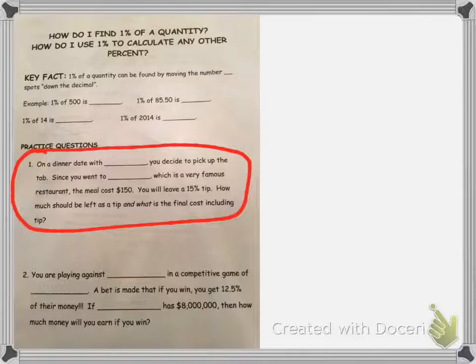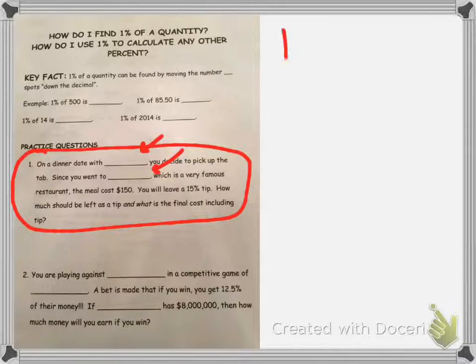So this next question, you can fill in the blanks however you want, a little bit of a Mad Lib here, but what we're really going to do is use our 1% trick to find 15%. So what the word problem says is, on a dinner date with blank, fill in whoever you'd like, you decide to pick up the tab. Since you went to blank, which is a very famous restaurant, the meal cost $150. So again, in those first 2 blanks, put whoever you'd like. Go on a date with whoever you'd like, go to whatever restaurant you'd like, but the problem is we have a $150 meal. It's going to be a 15% tip.